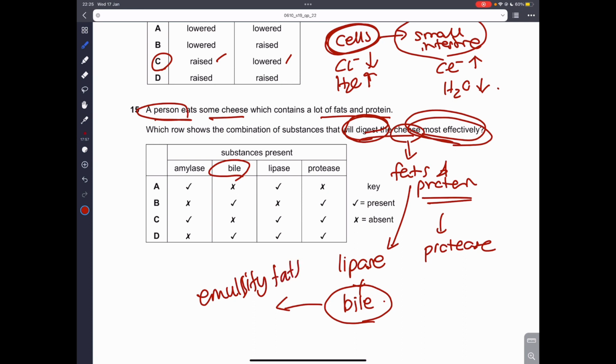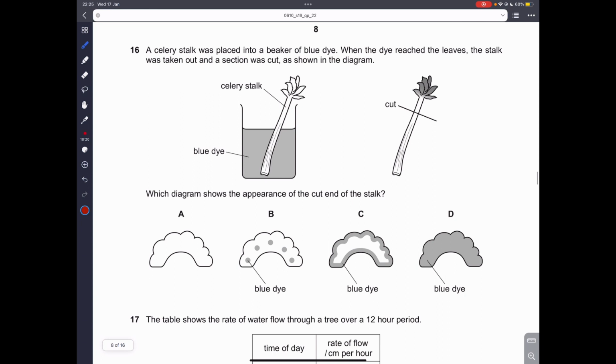Emulsify fats. So the large globules of fats can be transformed into small droplets of it. So we will need bile, we will need lipase, we will need protease, but we don't need amylase. Now amylase is an enzyme that digests or breaks down starch. Okay, so D is the correct answer.